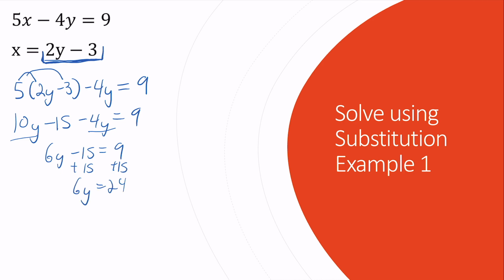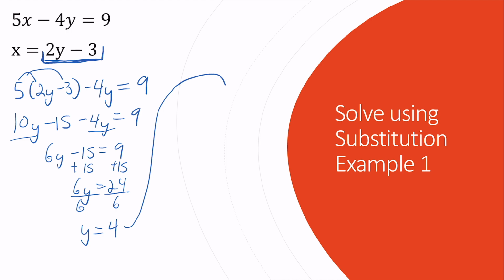6y is 24. Divide both sides by 6, and y equals 4. That took quite a few steps, but it's a tool we already had in our toolbox, solving an equation for a single variable. So I have y equals 4. I now can plug that in to my original equation in order to solve for x.